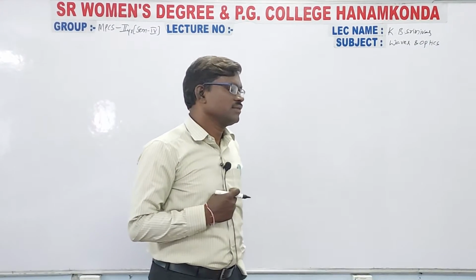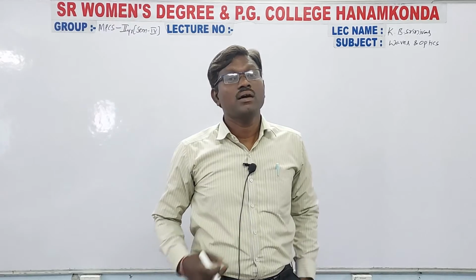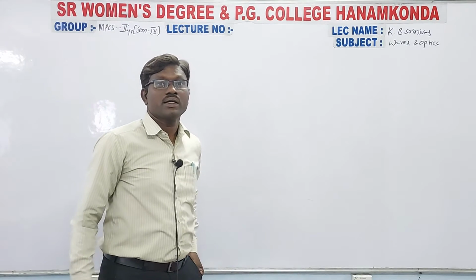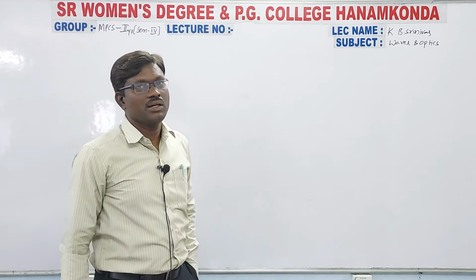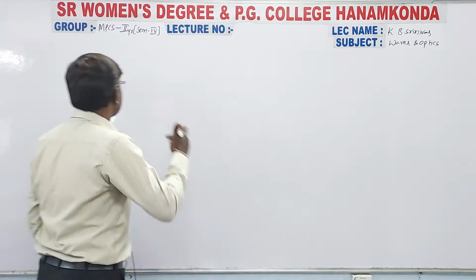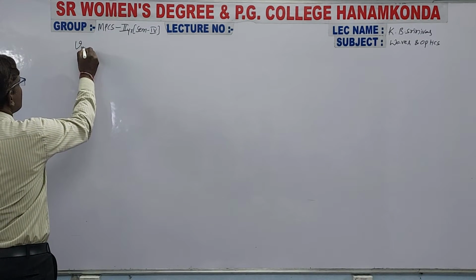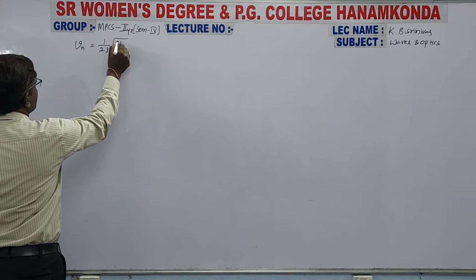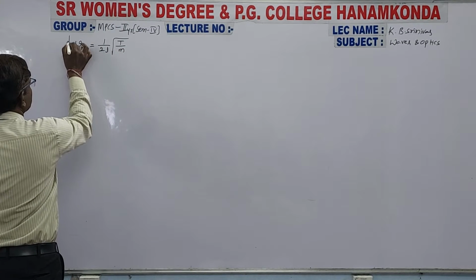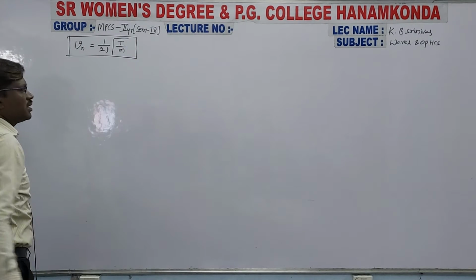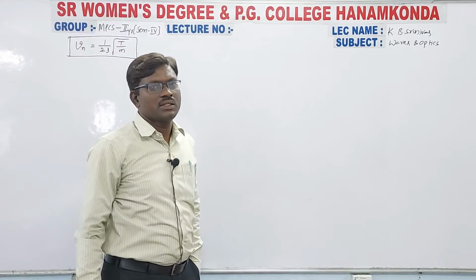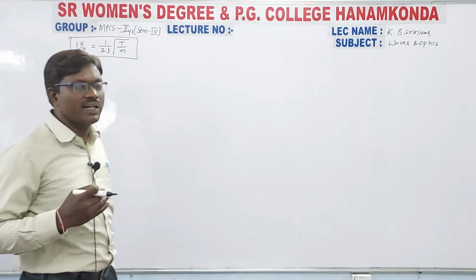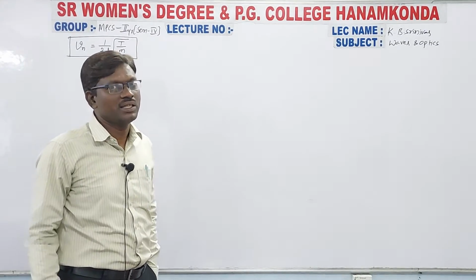The summary of last lecture: we discussed modes of vibrations in a stretched string. I derived the expression for frequency of a vibrating string as nu n is equal to 1 by 2L under root of T by small m. This is the expression for frequency of a vibrating string. From this expression we can find out the different modes of vibrations in a string.